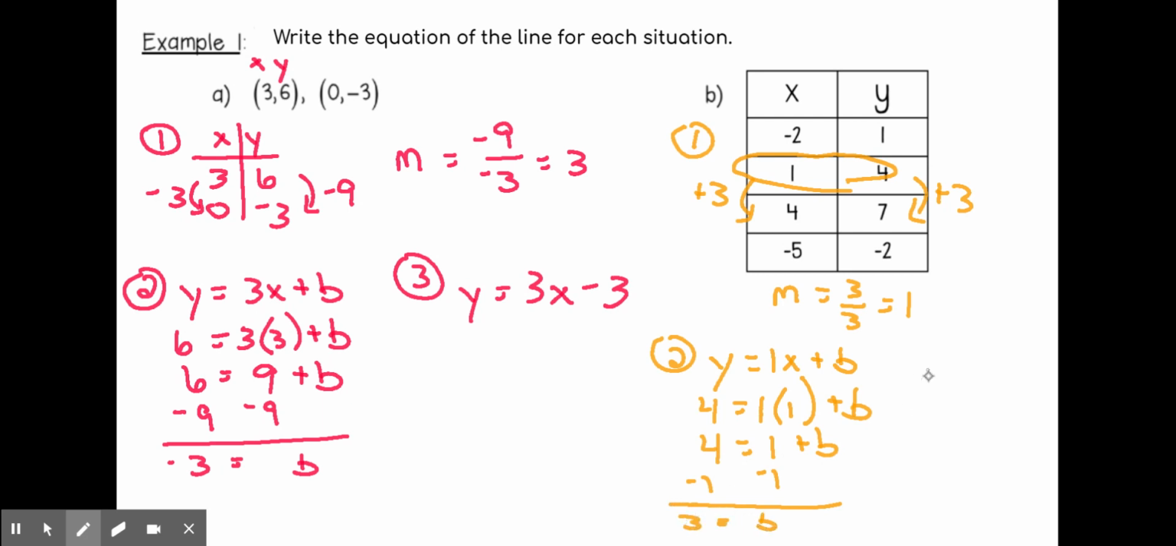3. So I have m, I have b. So my equation is y equals 1x, but we don't have to write that 1. So I'm just going to say x plus 3. The 1 is there, but we don't have to write it. So if we were to see this on a standardized test or something, it would be written as y equals x plus 3.